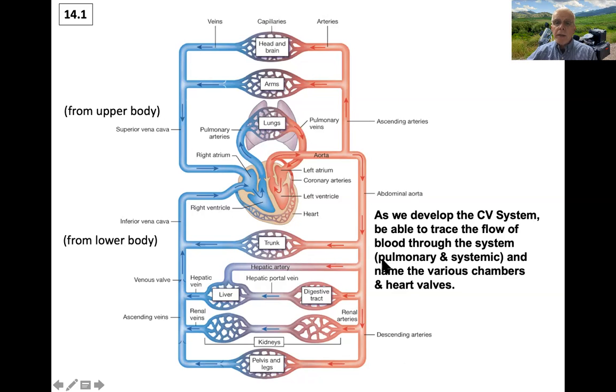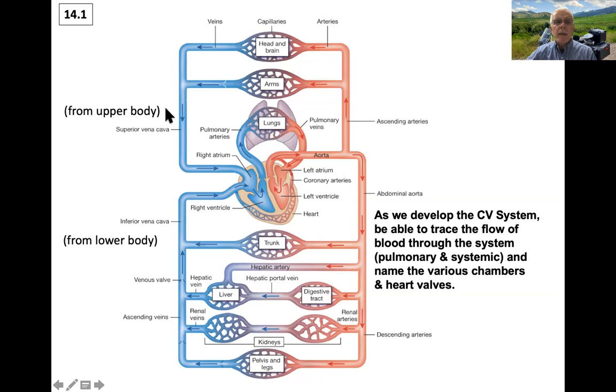And on the side here, again, as I promised you, I'll be typing little notes, comments, things to draw your attention to. So here I've said, as we develop this system, you ought to be able to trace the flow of blood through the system, both pulmonary and systemic, and name the various chambers and heart valves. Be a good place to start. So let's do that.